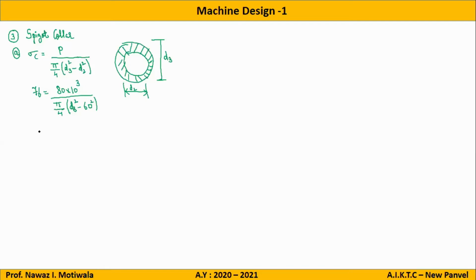So now the only unknown in this equation is what? Outside diameter of spigot collar. So D3 is equal to how much? 61.97. Let me assume that, let us say it is 70.